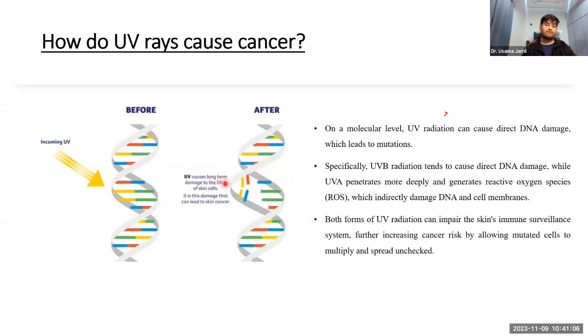So the UV rays cause long-term damage to the DNA of the skin cells. It is damage that can lead to skin cancer. What happens is this mutated DNA starts to replicate and gets uncontrolled, which leads to cancer formation. On a molecular level, UV radiation can cause direct DNA damage, which leads to mutations. Specifically, UVB radiation tends to cause direct DNA damage, while UVA penetrates more deeply and generates reactive oxygen species, which indirectly damage DNA and cell membrane.